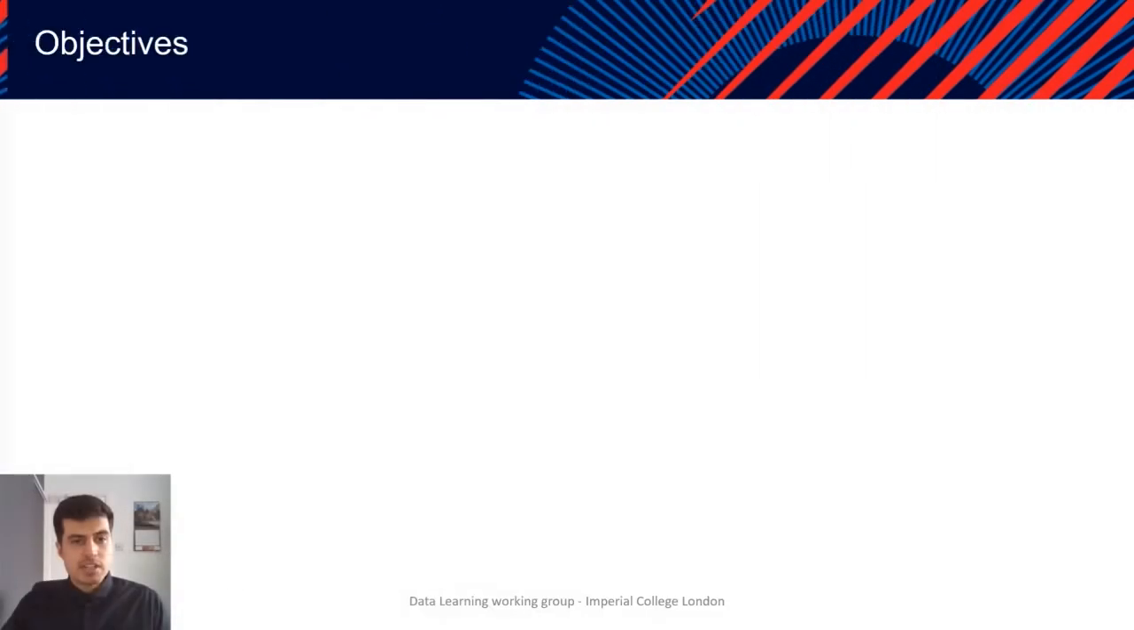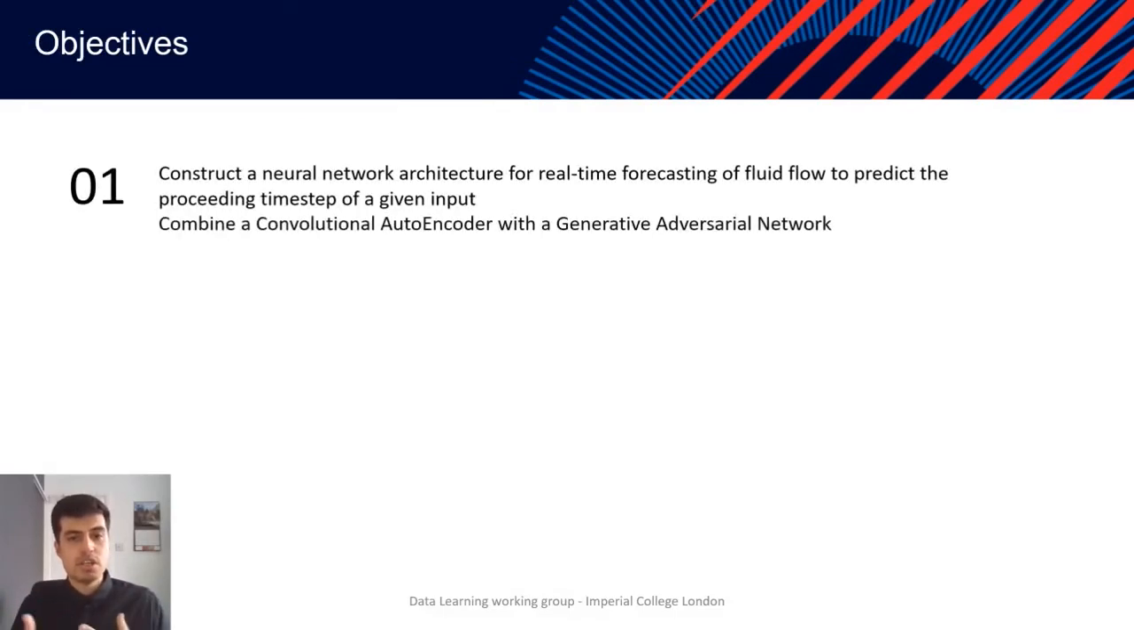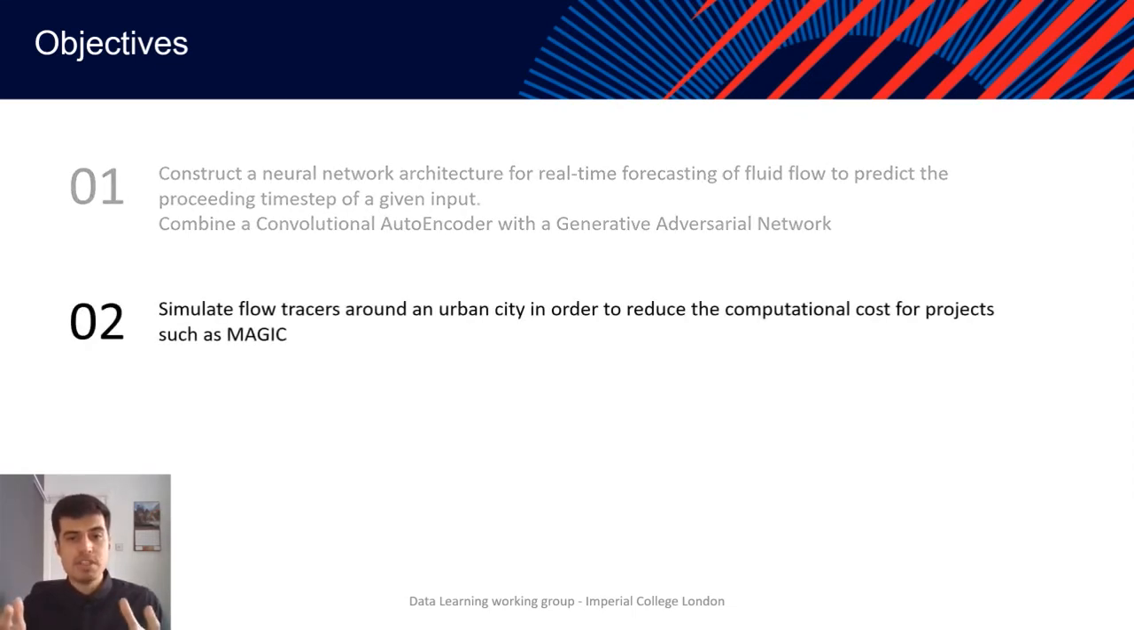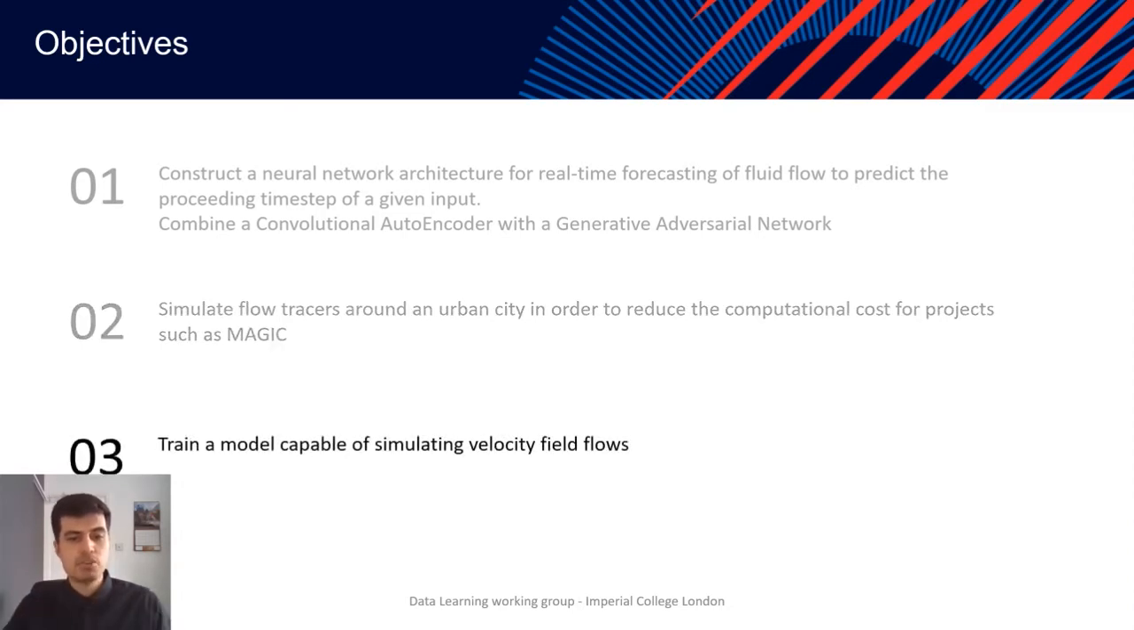So for the objectives, the key aims of this project were to construct a neural network architecture that could be utilized in real-time forecasting of fluid flow to predict the preceding time step of a given input. More specifically, looking at applying a combination of a convolutional autoencoder and a generative adversarial network to this domain. The autoencoder focuses on dimensionality reduction whilst the GAN looks at generating outputs. The ability to simulate flow traces around an urban city such that it can be applicable to projects such as MAGIC. And finally, to be able to train a model capable of simulating velocity field flows.